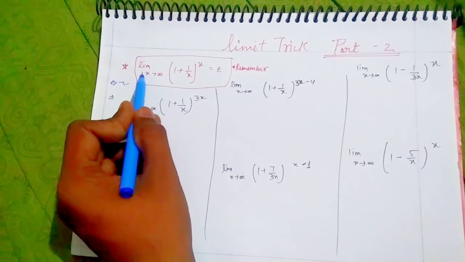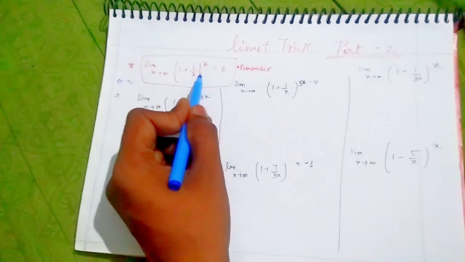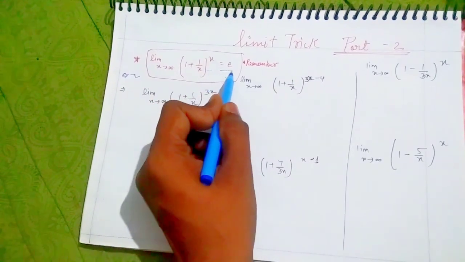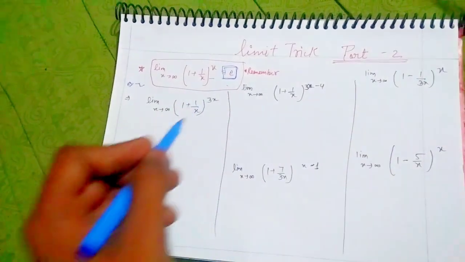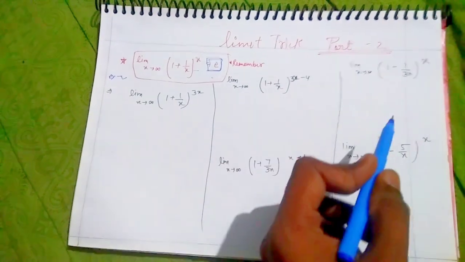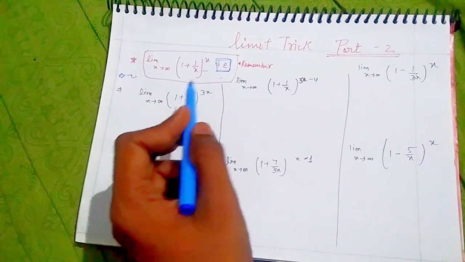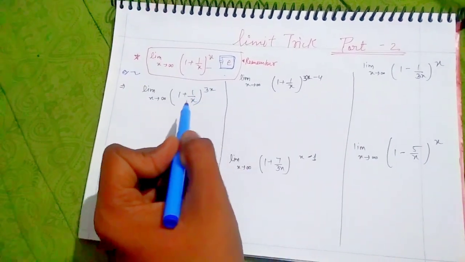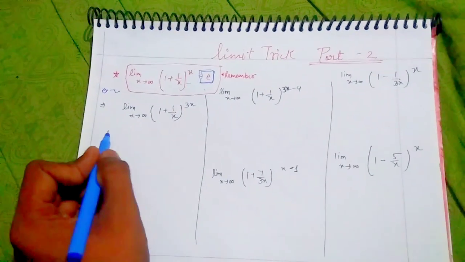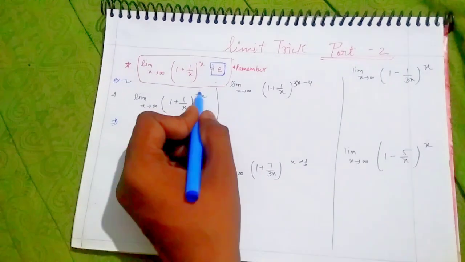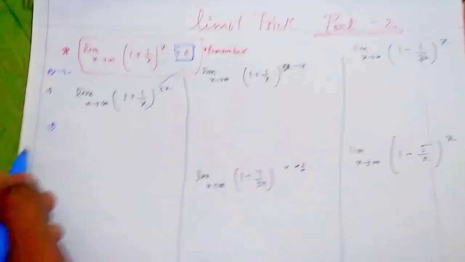Questions: when the limit is given as x tends to infinity, then (1 plus 1 by x) whole power x always gives the answer e. You have to remember this answer, because we do all the questions like that with the help of this phenomenon. We just change the question into this form. See how we can do this type of question with the help of this identity. Okay, now just see.